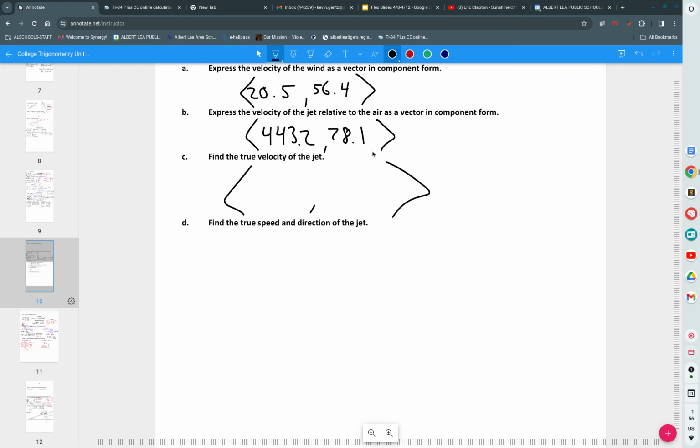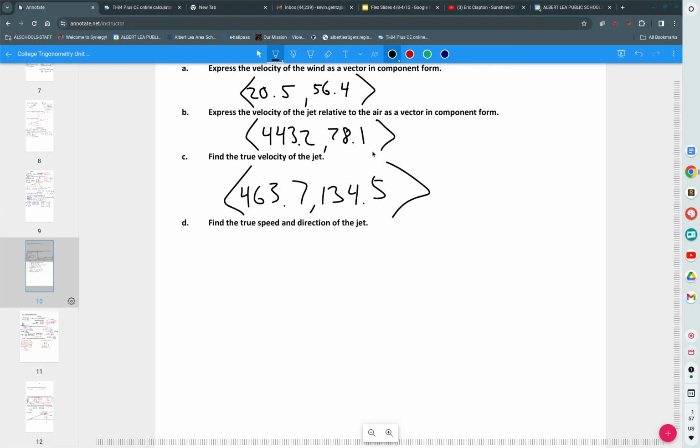And we're going to get a new vector. So I take 20.5 plus 443.2, and I get 463.7. And then the other one, I've got 56.4 plus 78.1, and I get 134.5. So that's my actual vector that shows both my velocity as well as my direction.